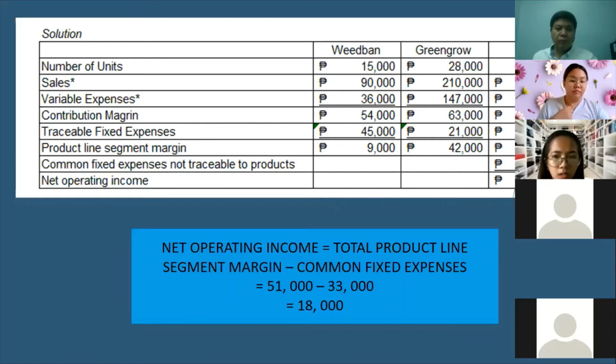So that's how we can get the net operating income, which is the total product line segment margin with a combined value of 51,000, less the 33,000 of the common fixed expense. That's how we can get the 18,000 net operating income. That's all for the first exercise. Okay, next.